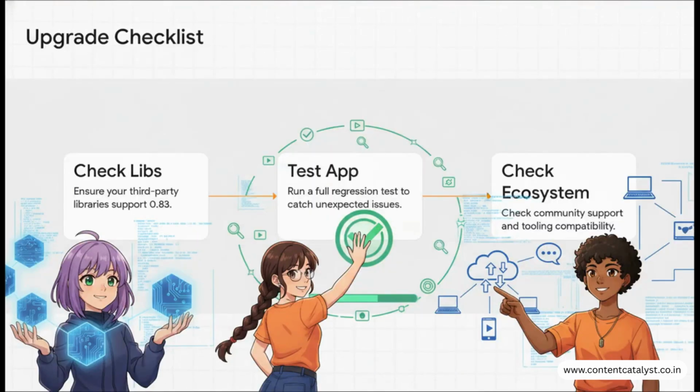Here's a simple little checklist for you. First, verify that all your third-party dependencies are compatible. That's a big one. Second, run your test suite and do a full manual test run to catch any regressions. And finally, just make sure the broader ecosystem, your CI/CD tools, all that stuff, is ready for the change.